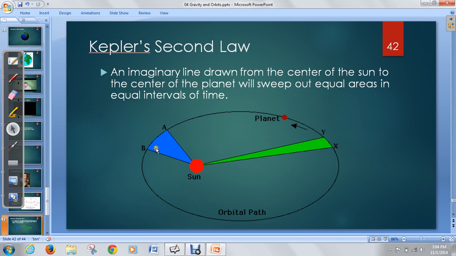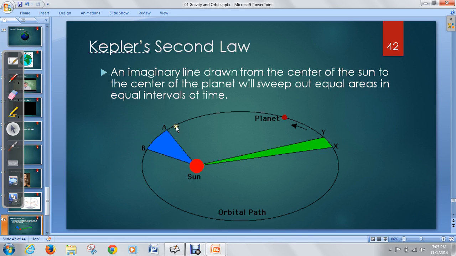That blue triangle. Now imagine the planet's going from X to Y. That means it makes this green triangle. If the planet takes the same amount of time to go from A to B as it does to go from X to Y, then these triangles are actually the same amount of area. You notice this blue triangle is really fat and short. This green triangle is really long and skinny. But they're the same amount of area.